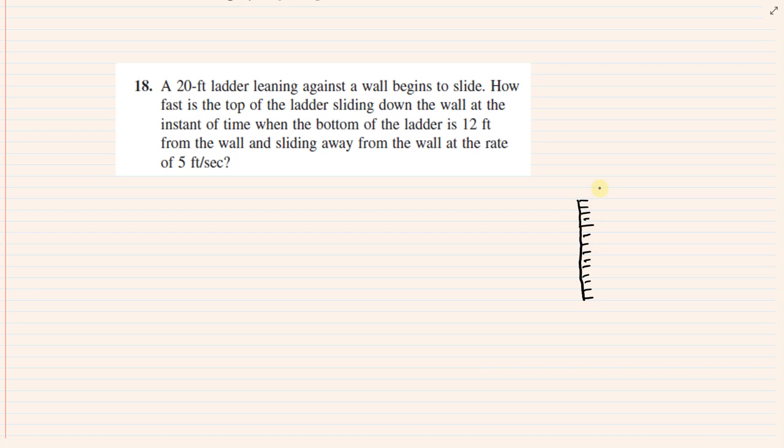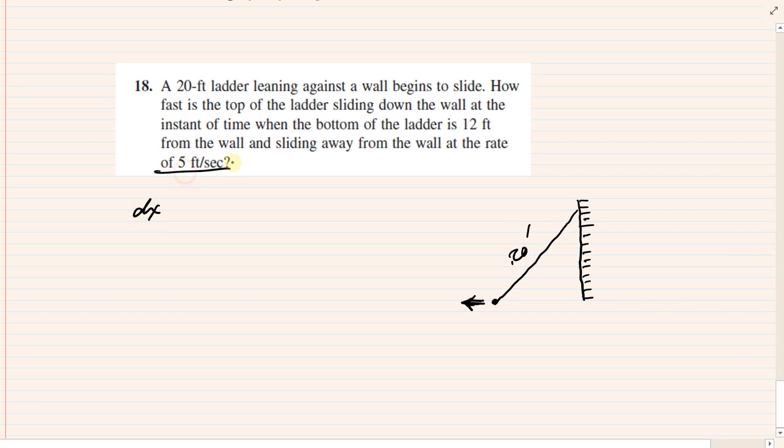So here's the wall. Okay, it's leaning against the wall. There's a 20-foot ladder, so I'm just going to put a 20-foot ladder here. Okay, now the bottom of the ladder begins to slide in this direction, right? And we are given the rate is 5 feet per second. Now that's the change in the horizontal distance, right? So the fact that it's a rate, that means that should be a rate of change. That's dx dt because it's in a horizontal direction. And that dx dt is going to be 5, right? Okay, so dx dt is 5.